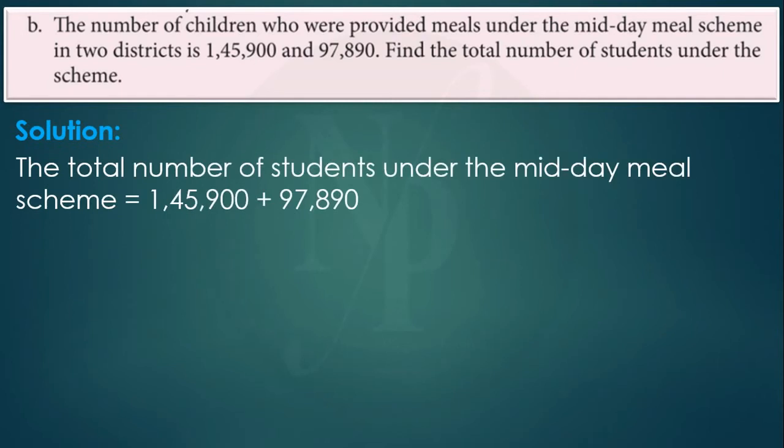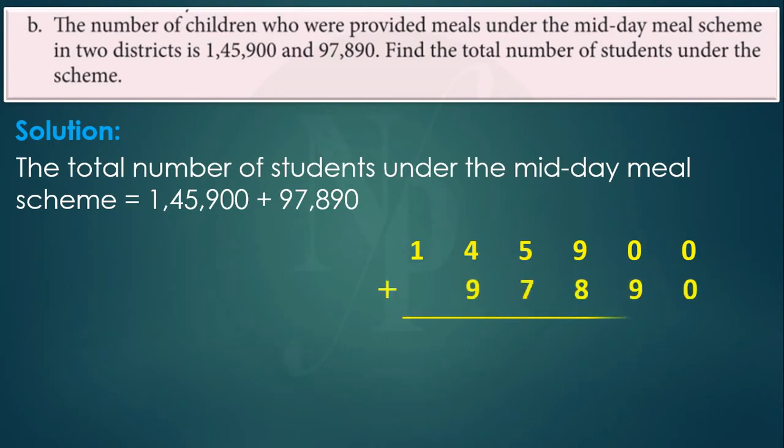Solution. The total number of students under the midday meal scheme is equal to 1,45,900 plus 97,890. So we have to add these two numbers to find the total number of students who are under this scheme. Let us write down these numbers one below the other appropriately according to their place values for addition, and then we will add these numbers to find the total number of students. Let us add these numbers now.